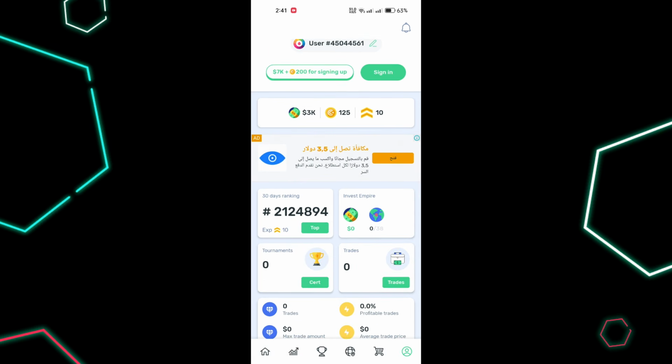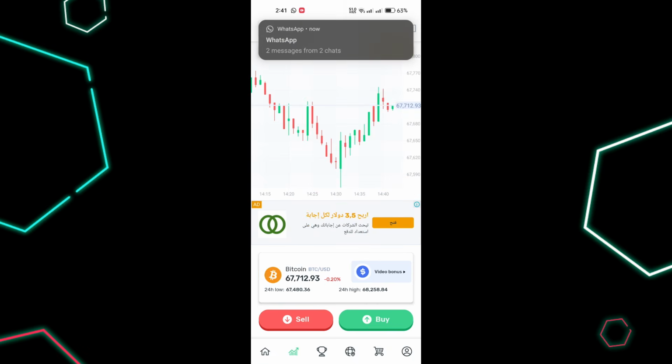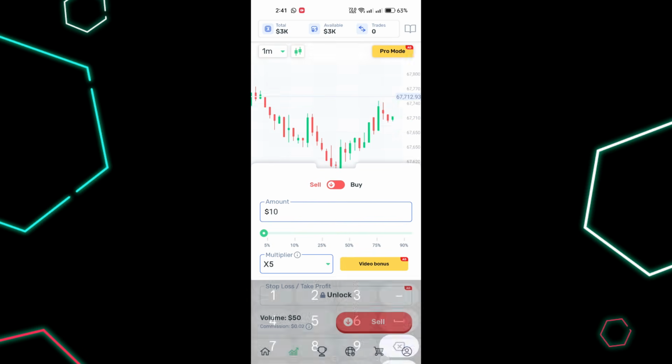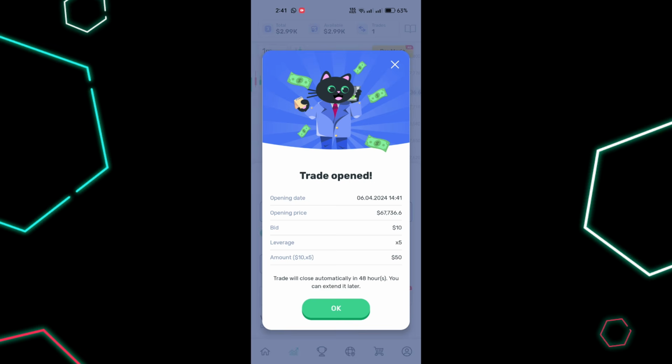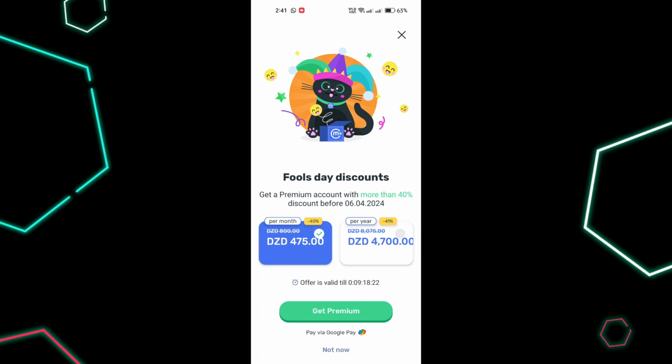Cryptomania is a simulator app. It does not involve real money transactions or provide opportunities to earn real cash. Any earnings within the app cannot be exchanged for real money. It's essential to understand that Cryptomania is designed for educational purposes, allowing users to simulate cryptocurrency trading.